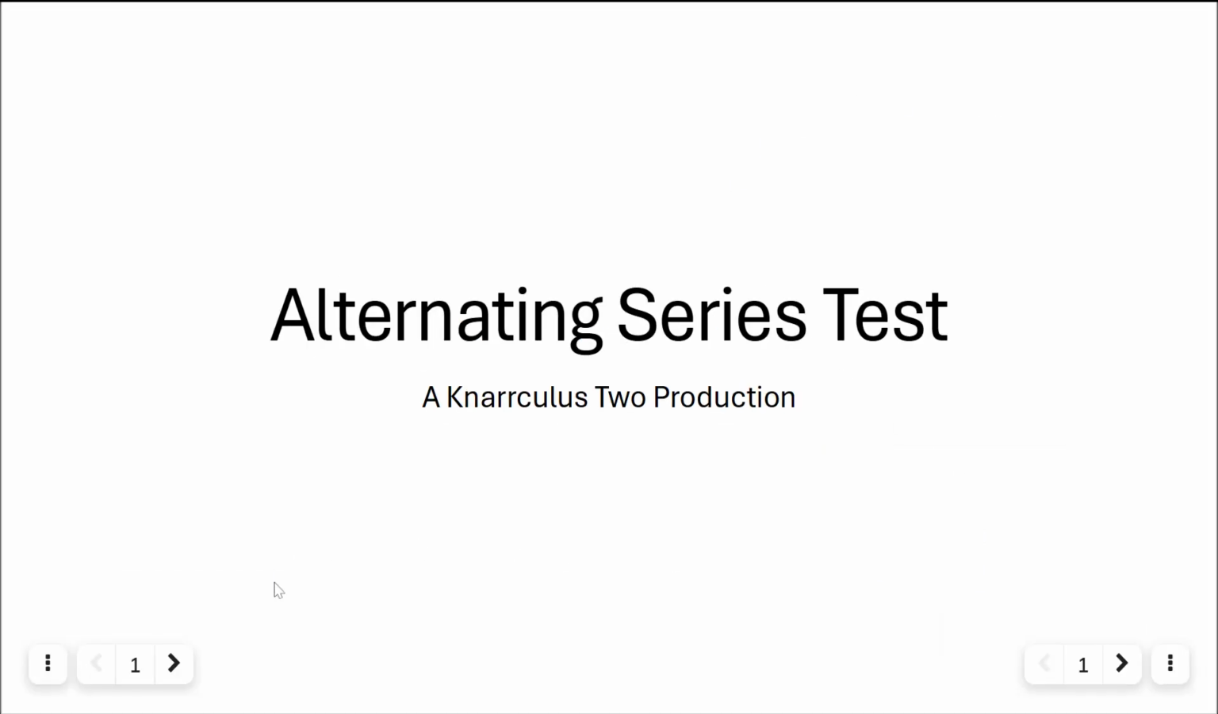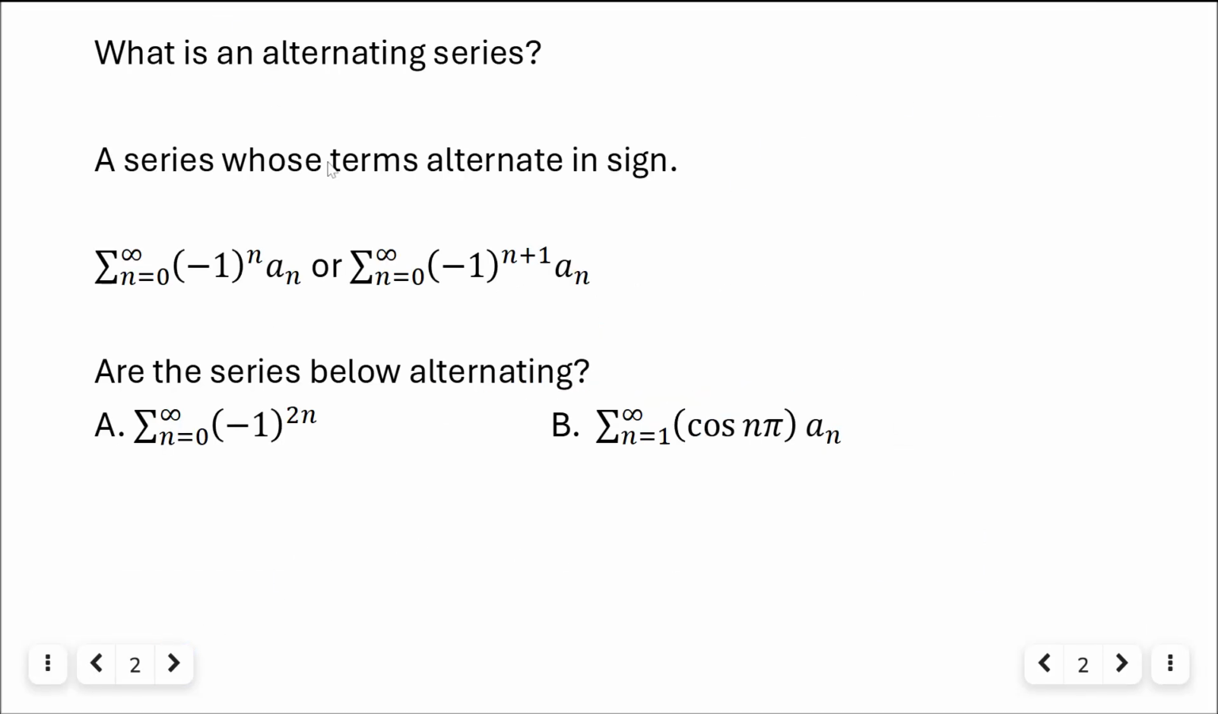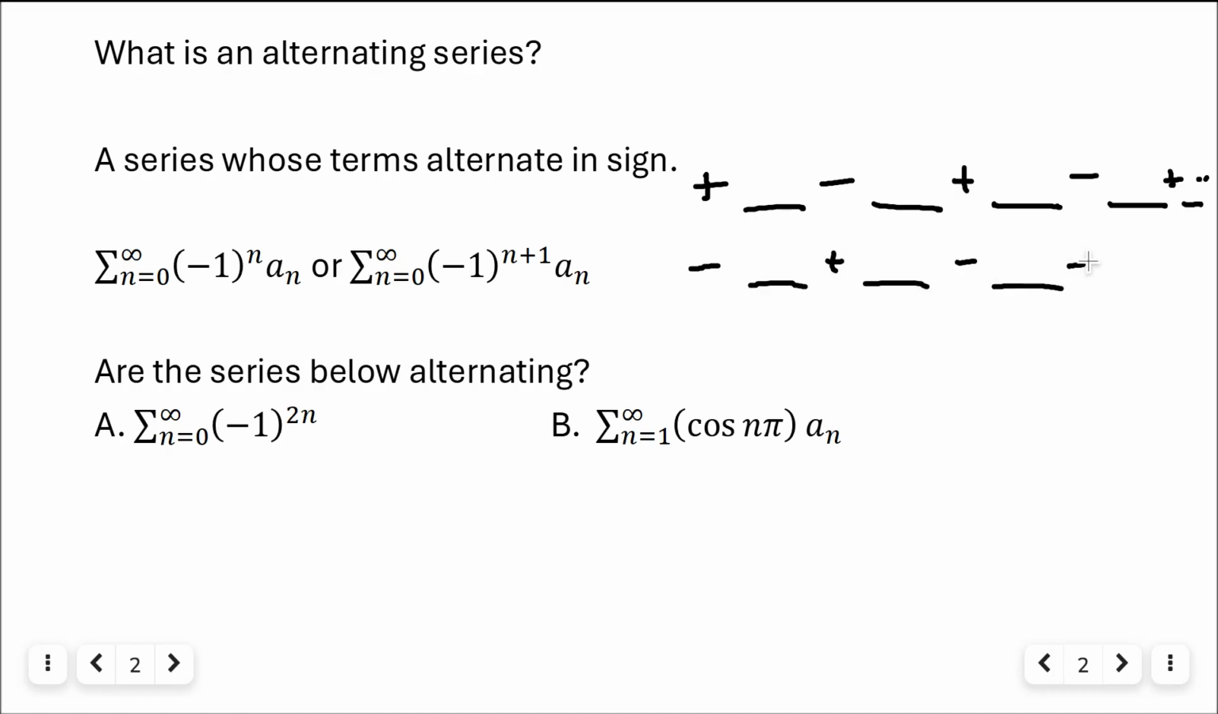On the alternating series test, let's first talk about what an alternating series is. An alternating series is a series whose terms alternate in sign. For example, one term will be positive, the next term negative, then positive, then negative, then positive, and it keeps going on. Or you could also start negative and go positive, negative, positive, negative, positive. So that's what it means. These are two examples of series whose terms alternate in sign.